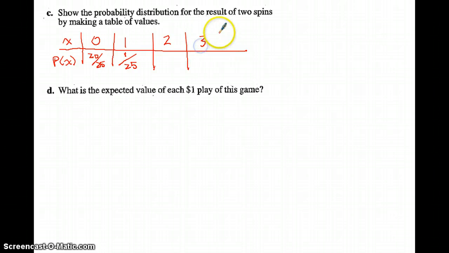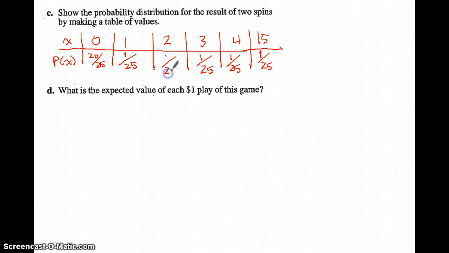2, there was a 3, right? Other page. 1, 2, 3, 4, and 15. All of these are 1 out of 25. It's 1 out of 25 for double 4s, double 3s, double 2s, etc. Takes a long time to write slowly when you have to write slowly. Okay, and that's good. All these things add up to 1. That accounts for all the different possible things you could win.